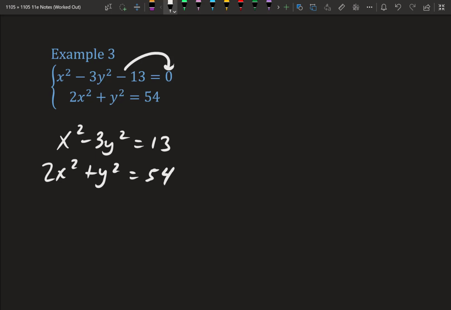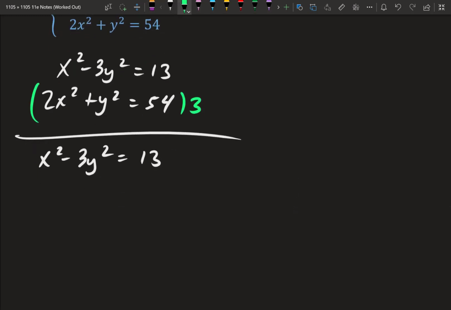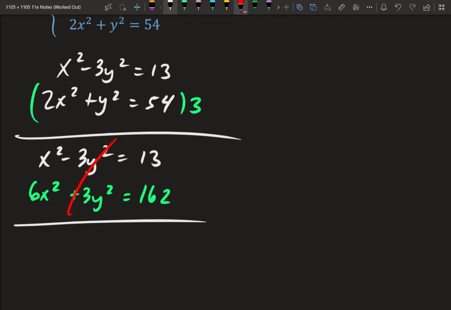So pick a variable, get rid of it. I'm going to get rid of y because they're already opposites. I just need to make them the same number. So I'm going to multiply the bottom by 3. So 3 times 2x squared is 6x squared. 3 times y squared is 3y squared, and 54 times 3 is 162. Those cancel, so we have 7x squared equals 175.